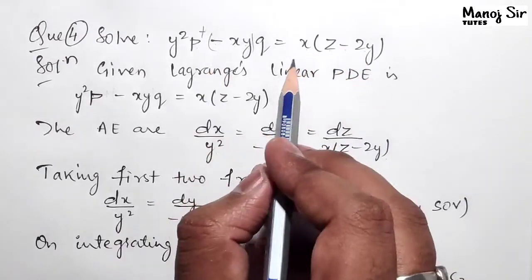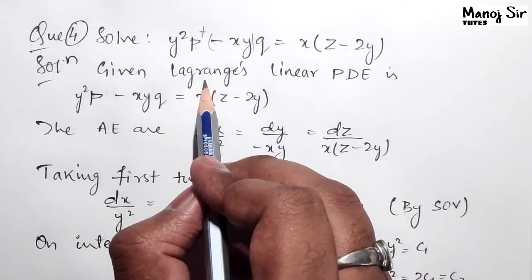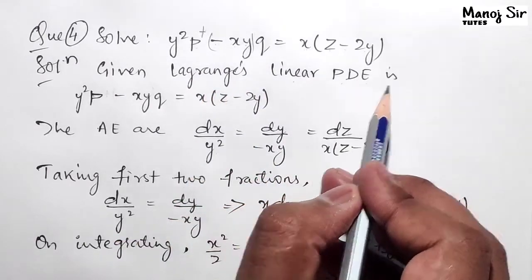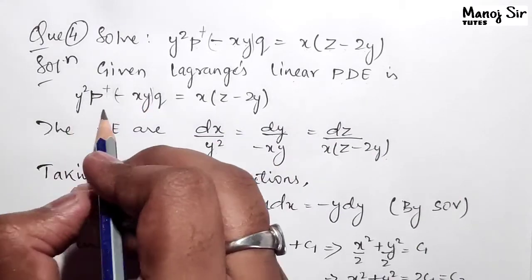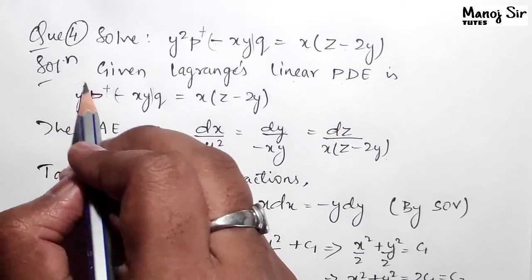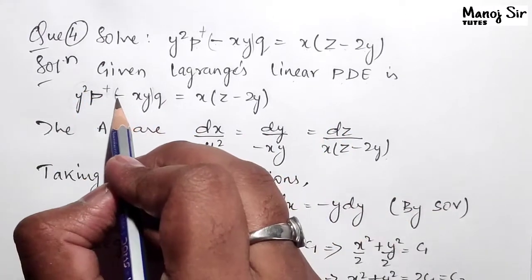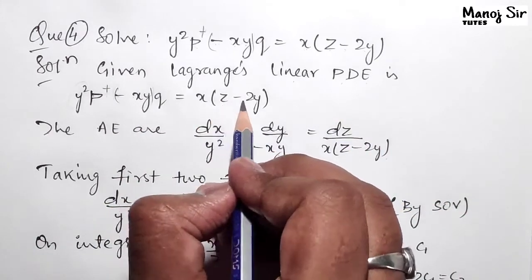Okay, so this is in the form of Pp plus Qq equals R, which is Lagrange's linear partial differential equation. Here we can use a positive sign and here we can use a bracket. So what is capital P? That is this y square is my capital P. What is capital Q? That is minus of x into y. And what is capital R? That is x into z minus 2y.